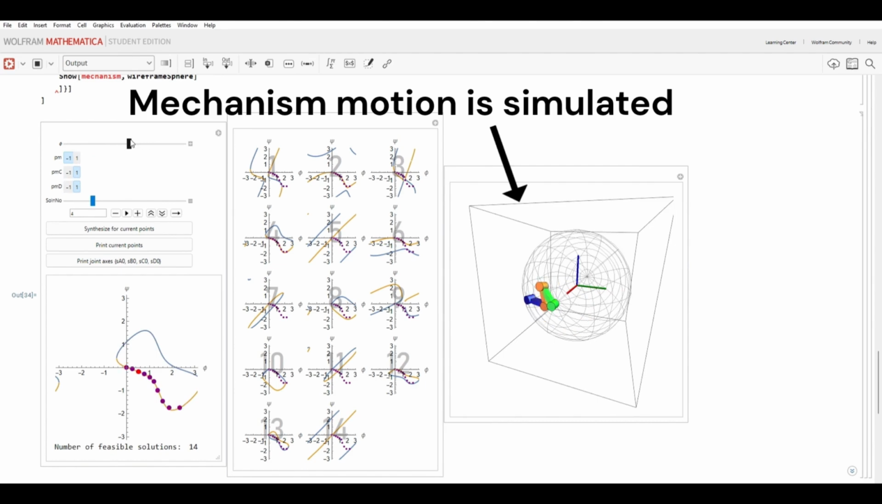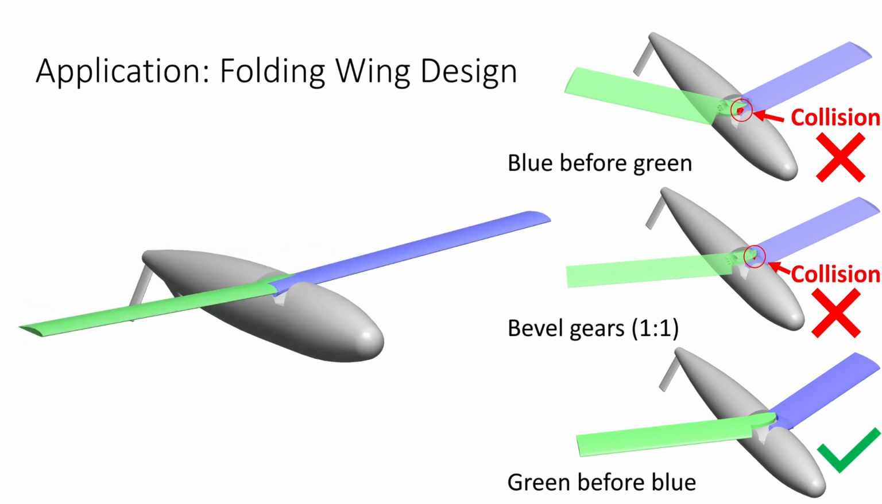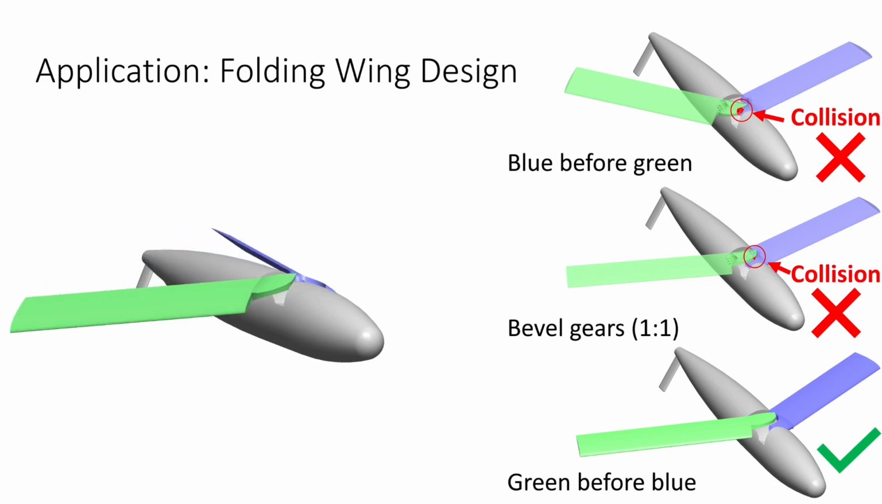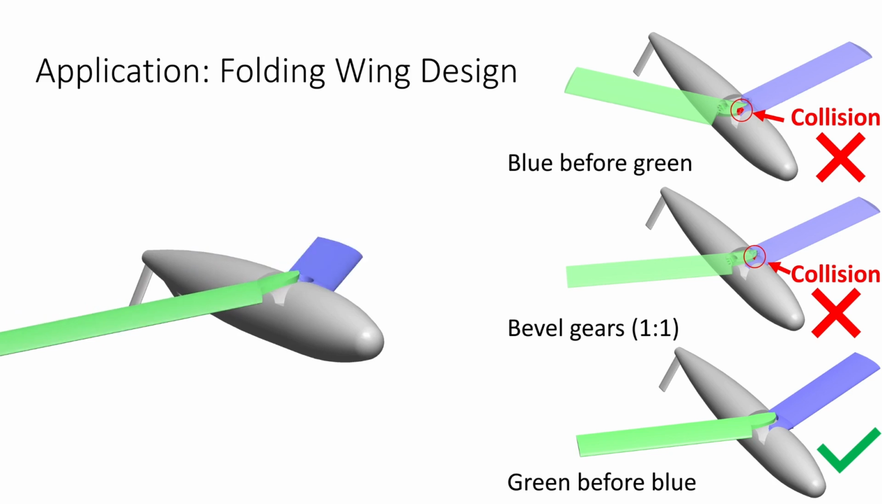We applied this algorithm to a novel folding wing design. In this design, aircraft wings unfold from a stowed configuration via intersecting spatial joints. Due to the overlapping tabs of the wings, the timing of their deployment is critical. When the left wing, shown here in blue, deploys more quickly than the right wing, shown in green, the 2 wings collide, resulting in a failed deployment.